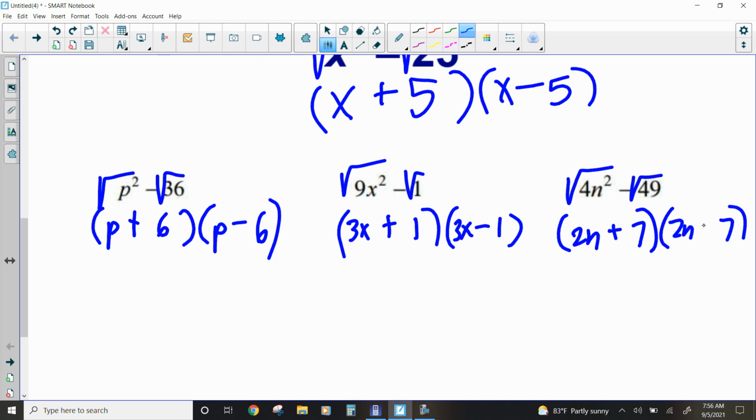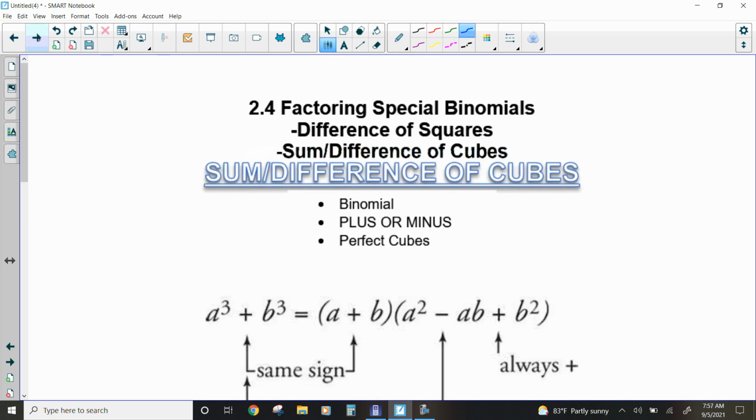One's a plus, one's a minus. Okay, so that's difference of squares. Now we're going to move on to sum and difference of cubes. So just like the last one, it has to have 2 terms. Now the thing that's different about this is it could be a plus or a minus. It doesn't really matter, but it is going to have to be a perfect cube.